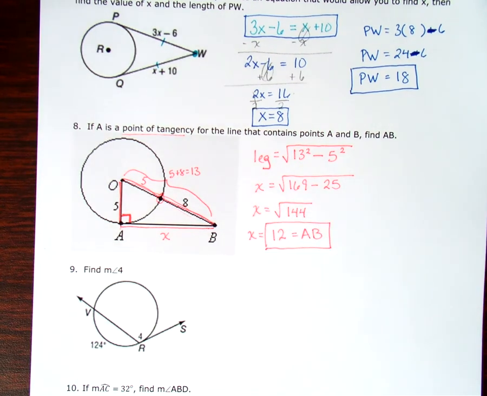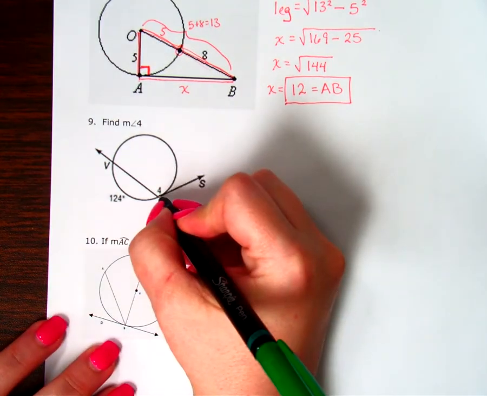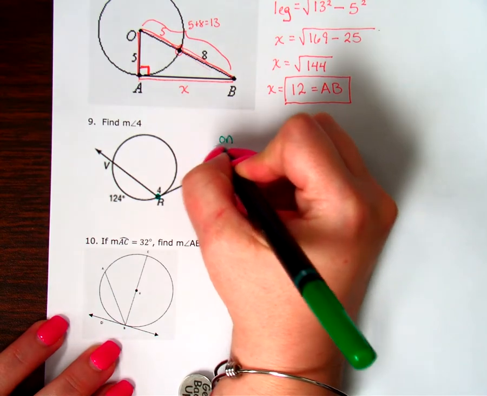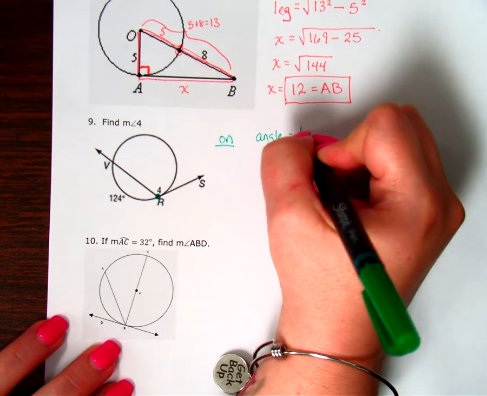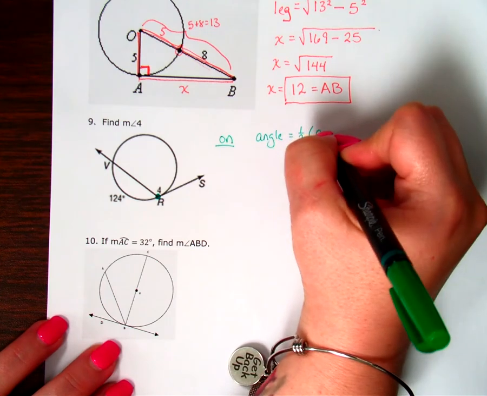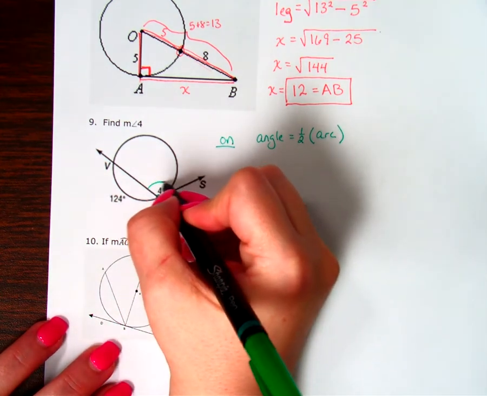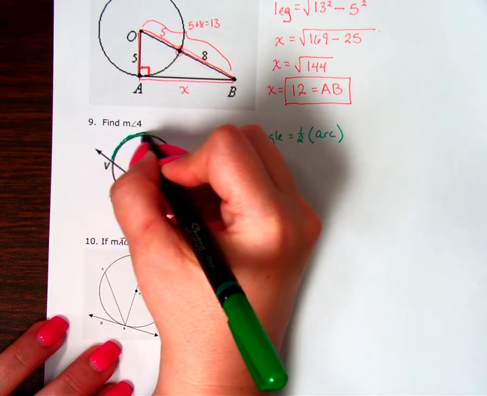Okay. Let's look at number 9. All right, it says to find the measure of angle 4. Angle 4 is on the circle, so that means the angle is 1/2 the intercepted arc. I don't have to add anything together, I don't have to subtract anything. However, when I look at angle 4, the arc that it goes with, they didn't give me.